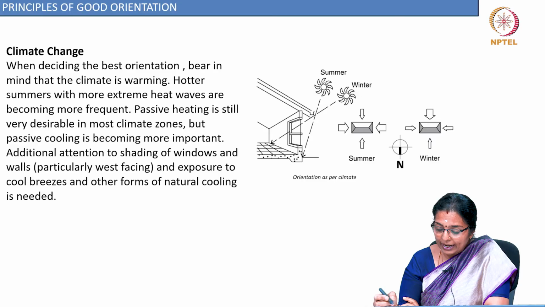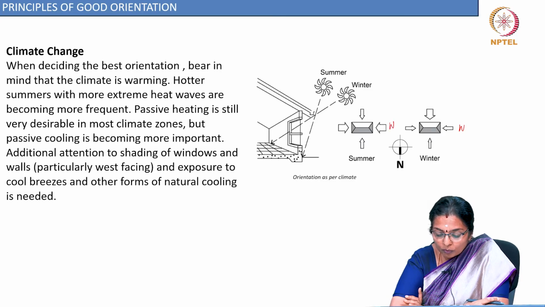So, if you look at this picture, the north is down. So this is the west. So, in principle, if you look at orientation as per climate, the west facade is shorter than the north and the south.